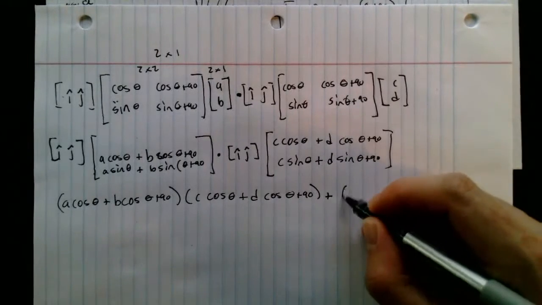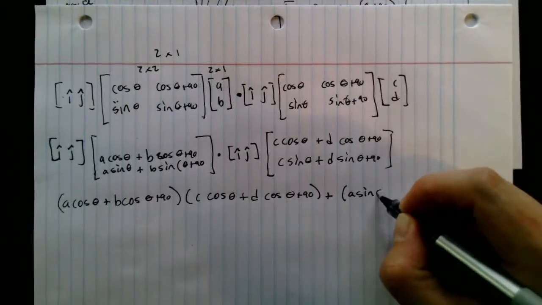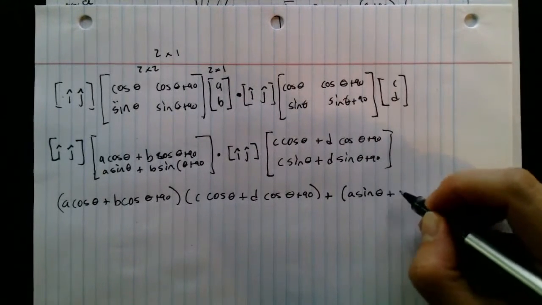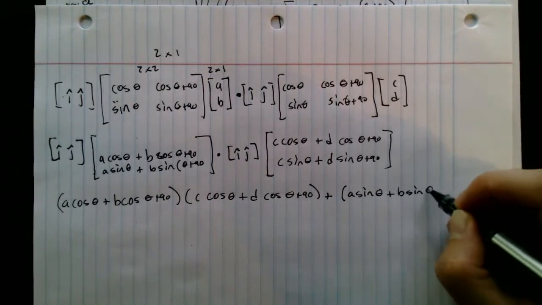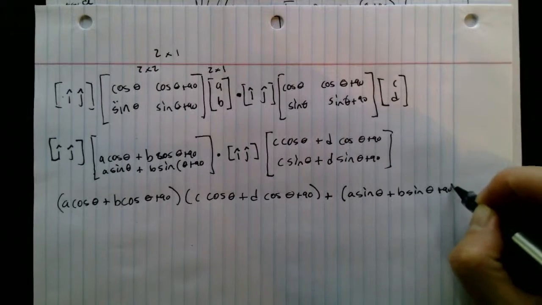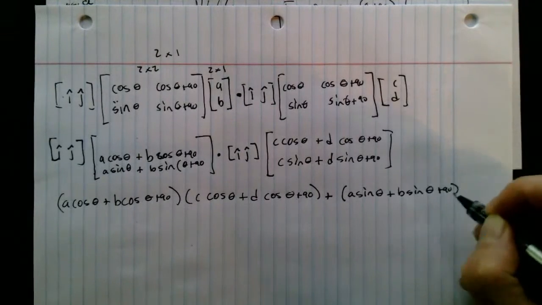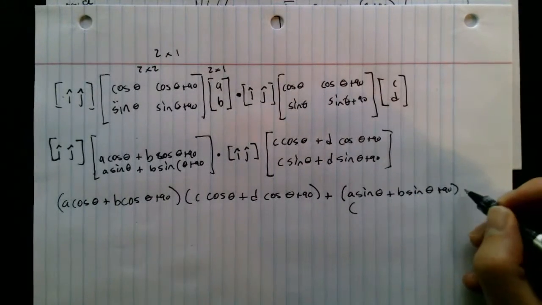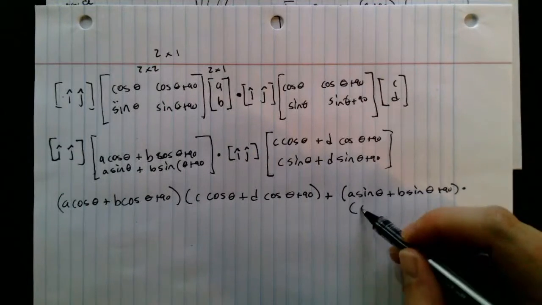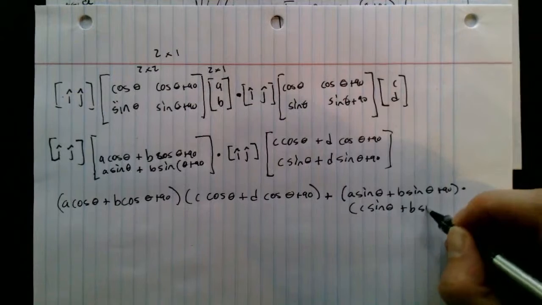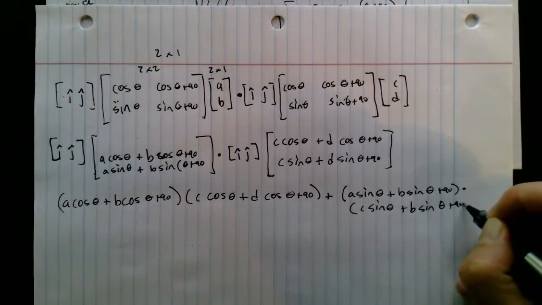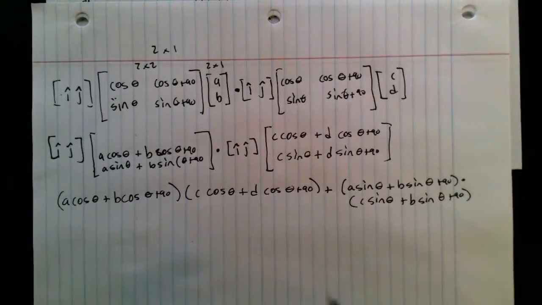So I'll do it over here just so it doesn't look like it's a vector that's 2 by 1. A sine theta plus B sine theta plus 90. Yep, times. I'm just going to draw a little times there. C sine theta plus D sine theta plus 90, right? So now it's like, man, I don't know if this is all going to cancel out or what it's going to do, but it does.